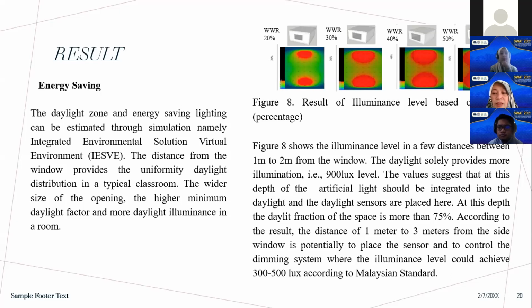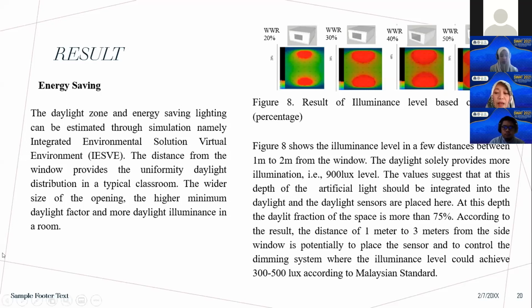So the values suggest that at this step, artificial light should be integrated into the daylight and daylight sensors are placed. So this is to say that daylight fraction happens in the area and the fraction actually achieved more than 75%. According to the result, the distance is from 1 meter to 3 meters at the sitting area from the window.